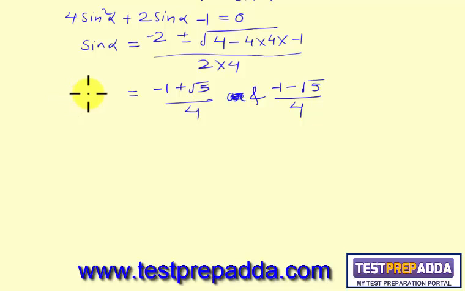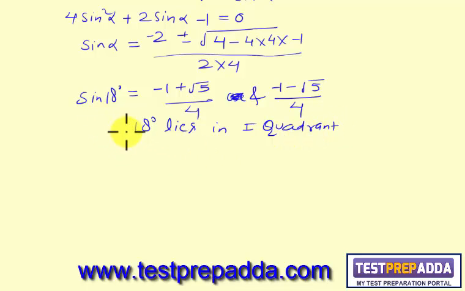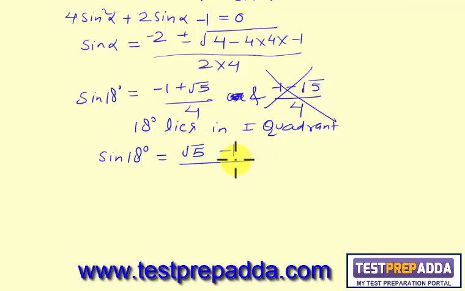This is sine alpha, which means sine 18 degree. But the problem is, sine 18 degree lies where? In the first quadrant, where the sine value will be positive. So we will not consider this negative one. So what is the result? Sine 18 degrees equal to root 5 minus 1 by 4.